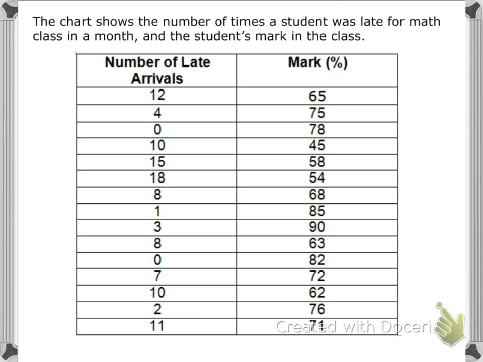So below you'll see there's a chart that shows the number of times a student was late for math class in a month, and the student's mark in the class. So for example, there's one student in the class who has 12 late arrivals and a mark of 65. Or someone else in the class has 4 late arrivals and a mark of 75, and so on as you go down the table.